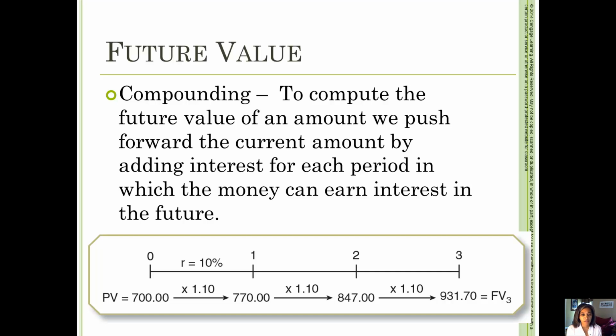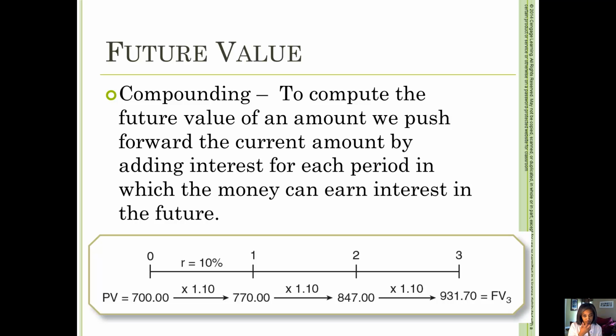We've talked about what the future value is. So now let's figure out how to calculate it. First, there's this concept called compounding. Compounding means that we're computing a future value. We're computing the future value of some amount to figure out what it will be worth at some point in the future based on a certain interest rate.